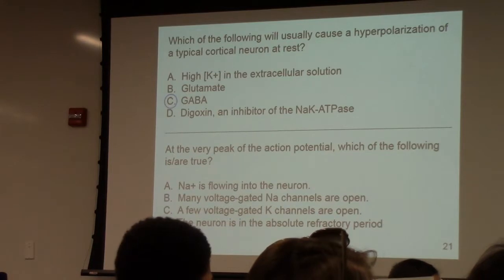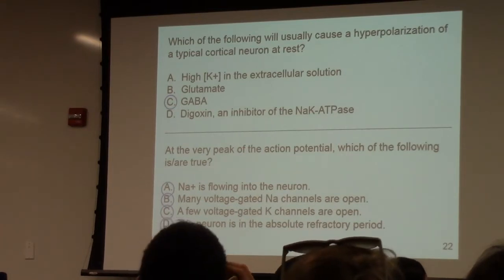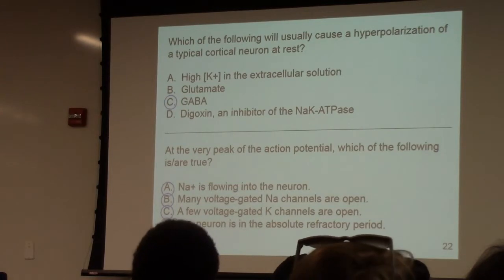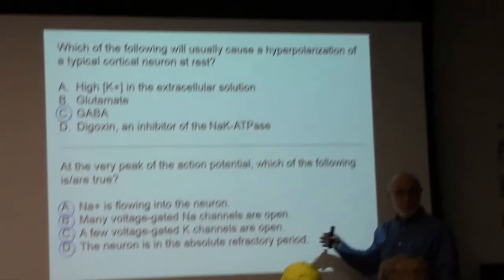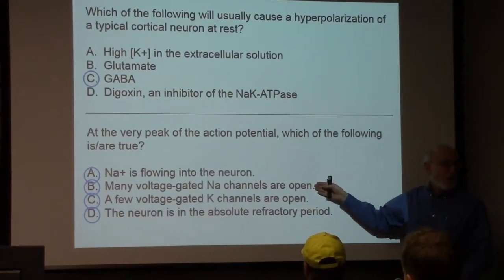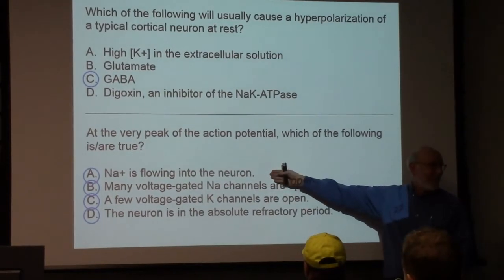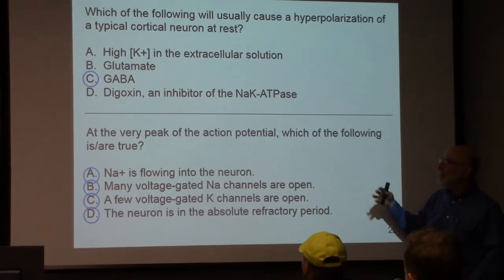So what's the answer? I think they're all true. At the peak, have we reached the equilibrium potential for sodium? Have we gone all the way to plus 66? No. So sodium is flowing in. That's part of why it's depolarized, because there are voltage-gated sodium channels open. That's how the sodium is getting in, right? This is not in a teaching order, this is in an alphabetical order. Not even that, it's in a random order.